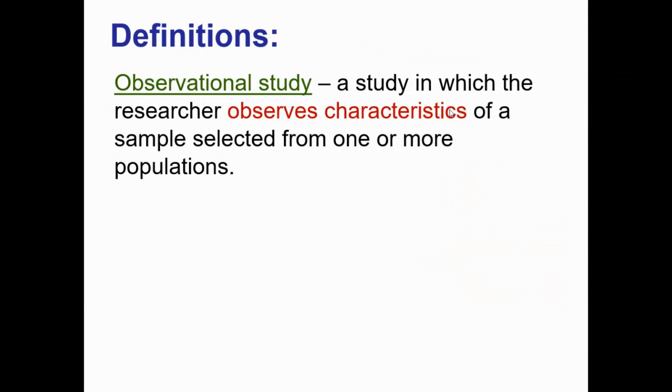Okay, so let's look at the formal definitions. An observational study is a study in which the researcher observes characteristics of a sample selected from one or more populations. You're just, like it says, observing. An example Olivia gave at the beginning of class: cars going through intersections.